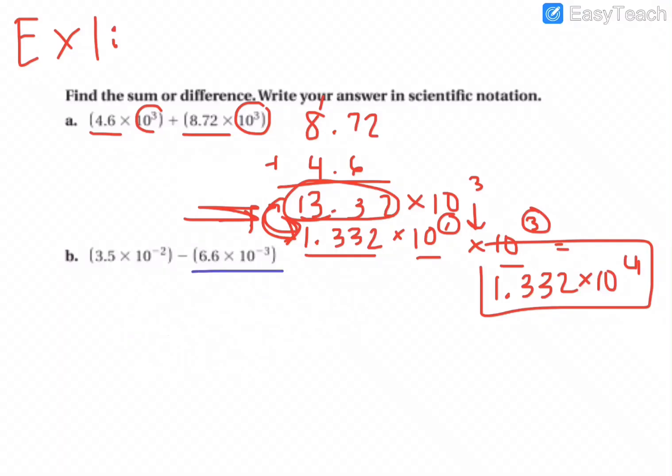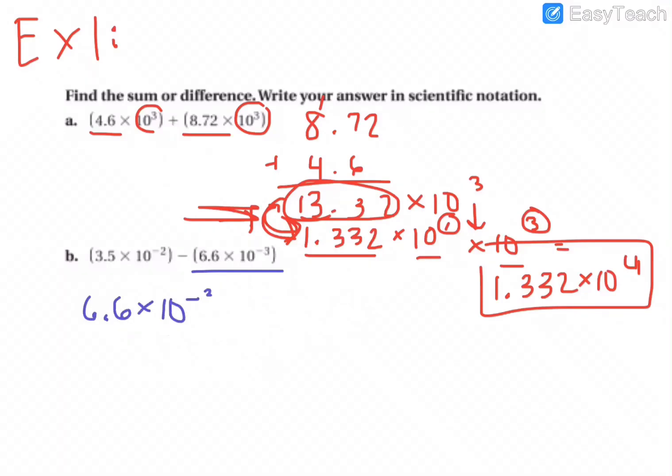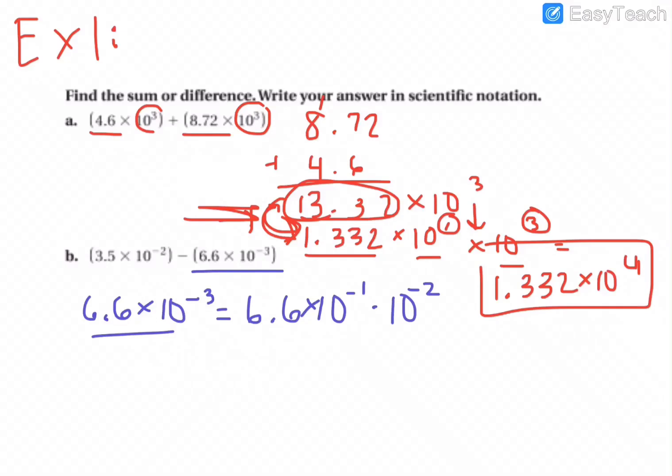I am making this expression match the other one, the exponent. So if I want to change 6 and 6/10 times 10 to the negative third to be 10 to the negative second, what I am doing is rewriting this as 6 and 6/10 times 10 to the negative first times 10 to the negative second. Okay? Because that is the same thing.